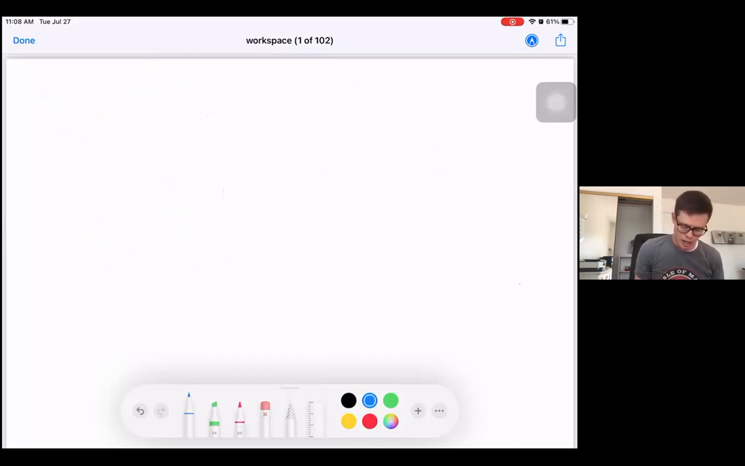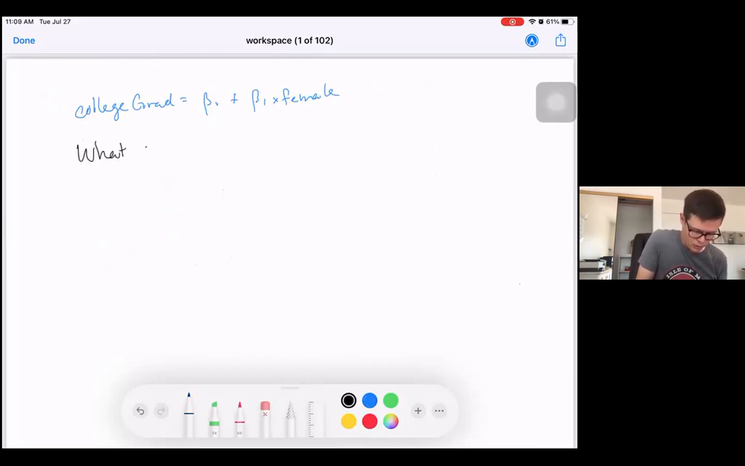So the question was, we have college graduate is equal to beta naught plus beta 1 times female. And the question is, what's the omitted category? And the answer was males. So males was the correct answer.